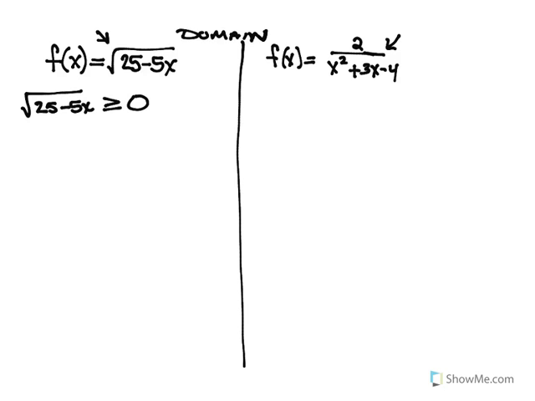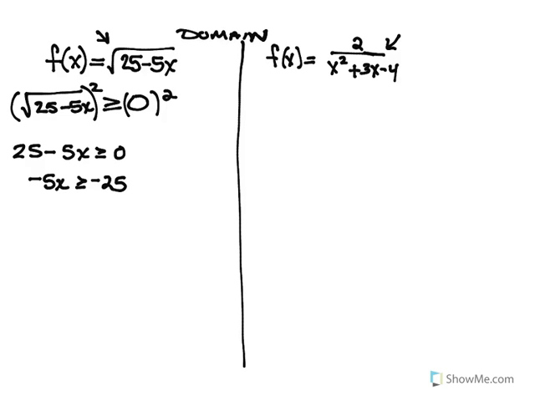Okay, so we have a square root that is greater than or equal to 0. You want to get rid of the square root, so you square both sides. You raise both sides to the second power. So we get 25 minus 5x is greater than or equal to 0. I'm going to solve for x. I'm going to divide both sides by negative 5. You have to remember that anytime you divide an inequality by a negative value, it flips the symbol. So x is less than or equal to 5.